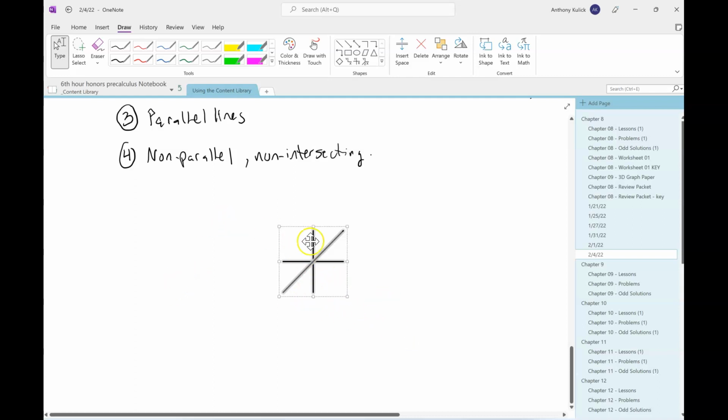Okay, come on, OneNote. Don't be stubborn.